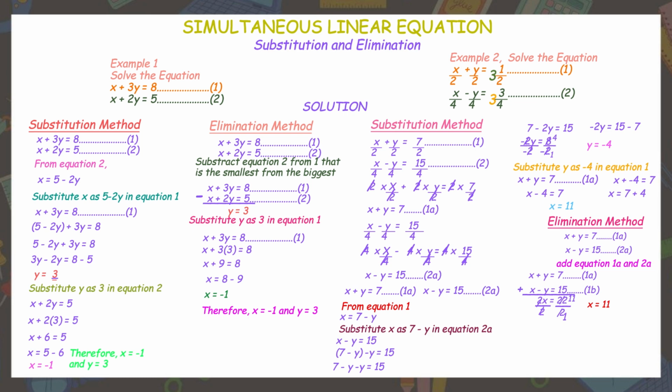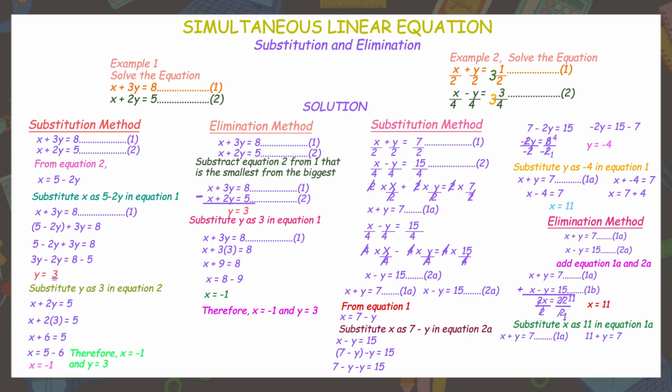Now you will say, substitute to get your y, substitute x as 11 in any of the equations. Let's use equation 1a. So what do we have in equation 1a? We have x plus y equal to 7. That is our equation 1a. So anywhere we see x, we represent it as 11. That would be 11 plus y equal to 7.